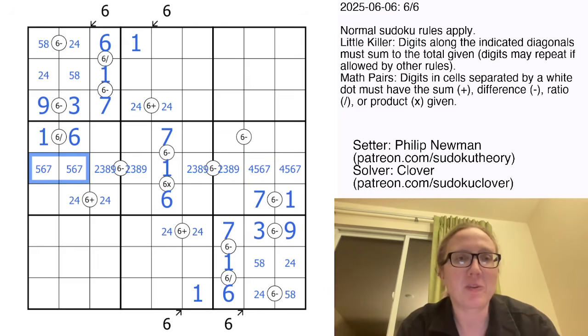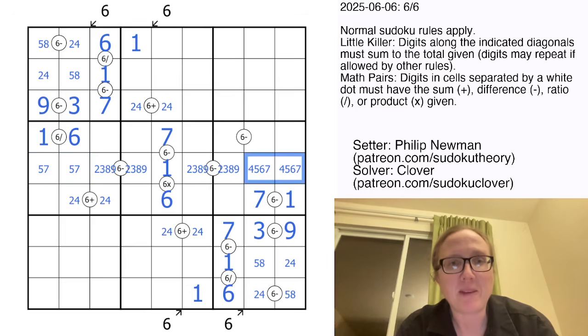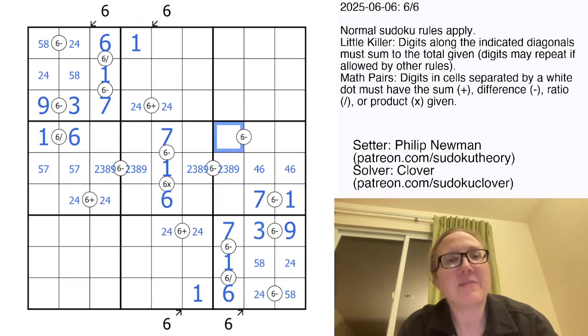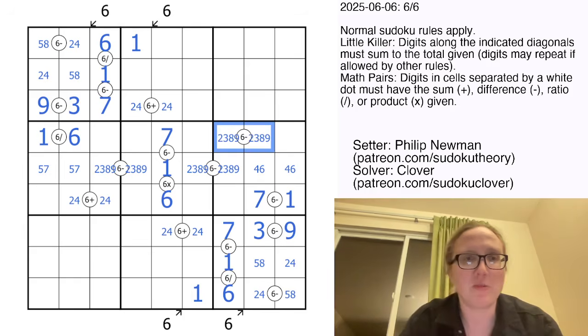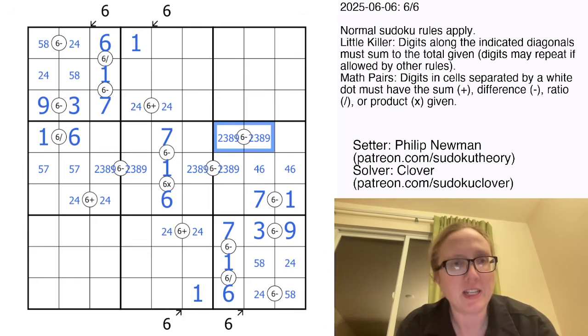We can't have a 4 or a 6 here because those are already represented in the region. And so these can't be 5 or 7. That's a 4, 6 pair. The difference of these guys is going to be 6. Can't be 1 and 7. We've used those in the row already. So that must be 2 and 8 or 3 and 9. And we don't know which as of yet.